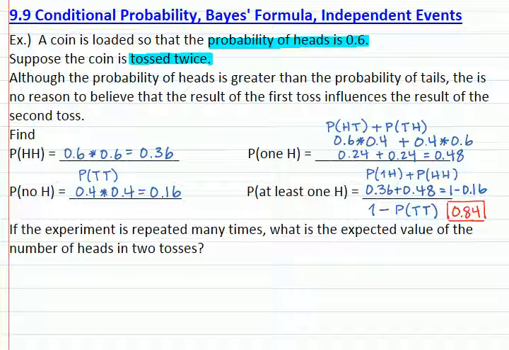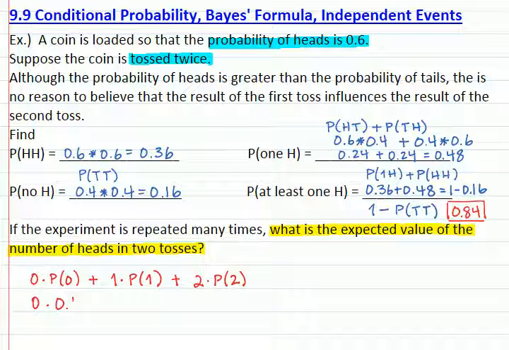If the experiment is repeated many times, what is the expected value of the number of heads in two tosses? Again, remember that expected value is the number of heads in two tosses, 0, times the probability of getting 0 heads, plus the number of heads we could possibly get in two tosses, 1, times the probability of getting only 1, plus the number of heads we can get in two tosses, which is 2, times the probability of getting 2.